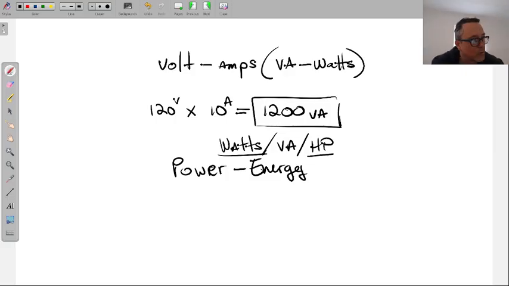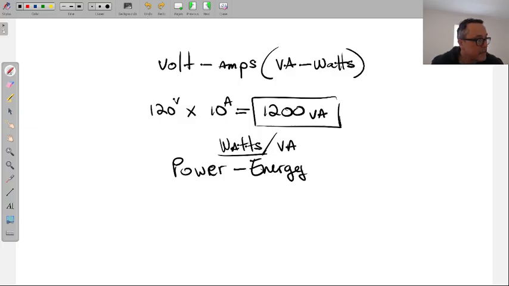We're the only country in the world that uses horsepower as a unit of measuring energy. Everywhere else in the world only uses watts. But we don't need horsepower right now. Something you'll get to in motors class.